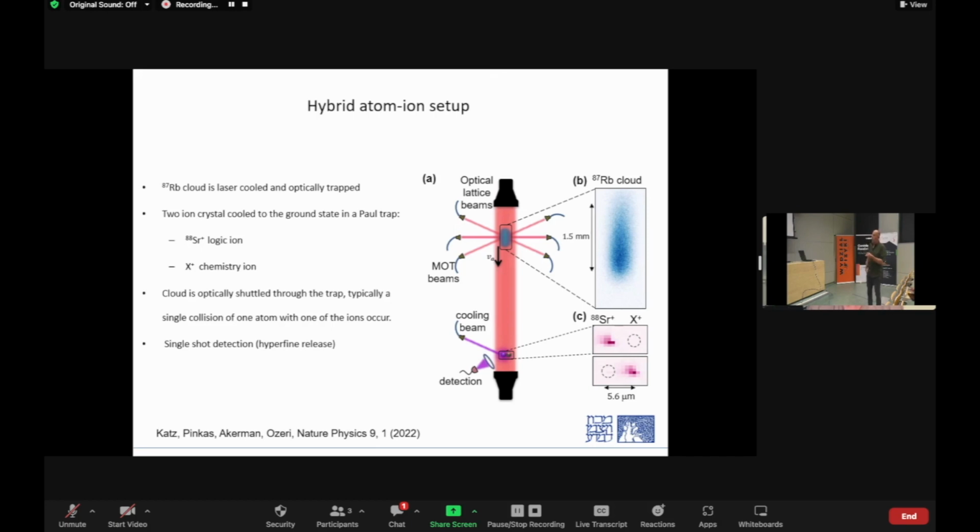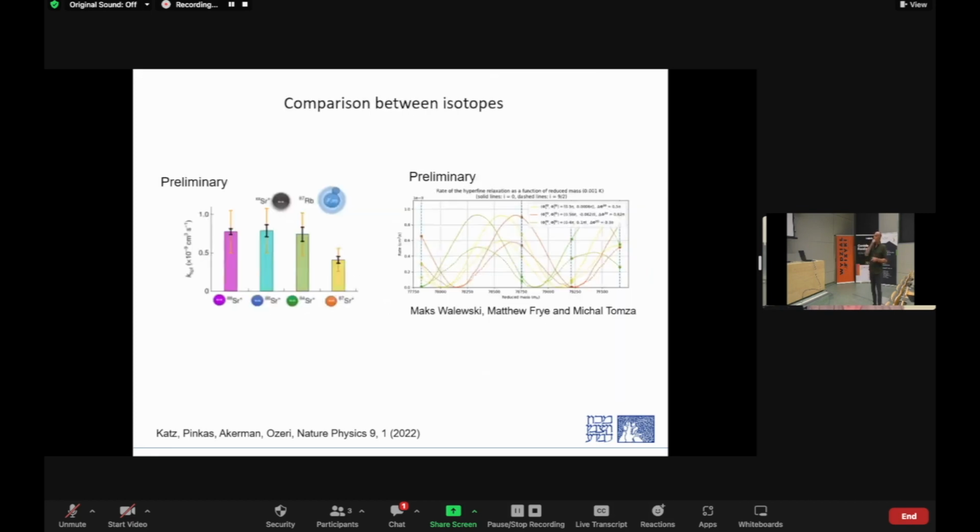And in the data I'm going to show you, it was due to a hyperfine release. We initialized the atoms in F = 2, and every collision that transferred the rubidium atom from F = 2 to F = 1 released about 300 millikelvin of energy into that system, and that's easily detectable using the logic ion. So here is data. We measured the cross-section of spin exchange on different isotopes of rubidium using this method, strontium-88, 86, 84, and 87.